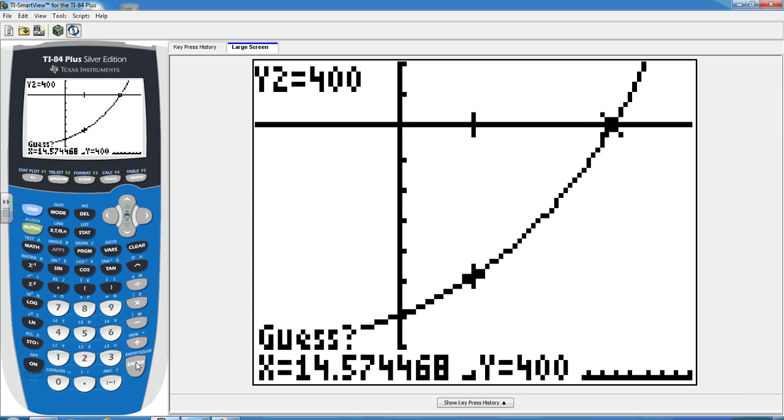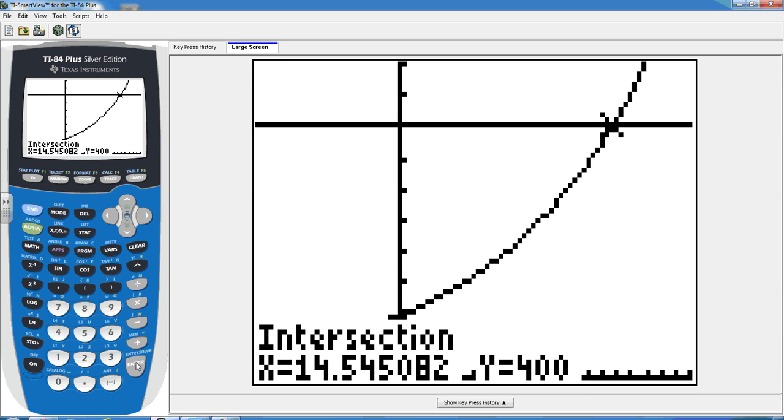So for guess, we press enter one more time, and it gives us both an x value and a y value. Of course, the y value is 400, and it looks like the x value is 14.54 approximately. We'll notice that's an irrational number, so we have to round it. So that's a great, easy way to use the calculator to find the intersection of an exponential function and the horizontal linear function, which gives you a solution to the exponential function at y equals 400.